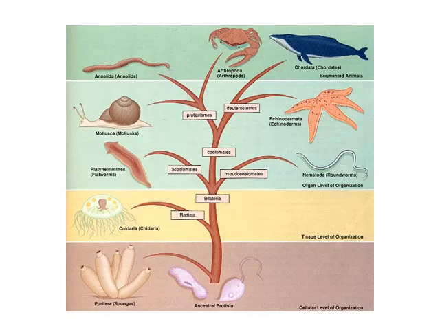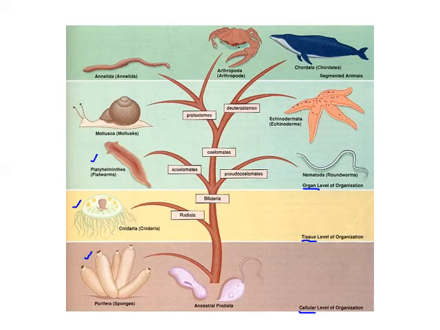This chart shows the classification based on cell organization. The first level is the cell level of organization. Here we have the sponges in the phylum Porifera. The next level is the tissue level of organization, and in this level we have the jellyfish in the phylum Coelenterata. The next level is the organ level of organization, and here we have the platyhelminthes, that is the flatworms.